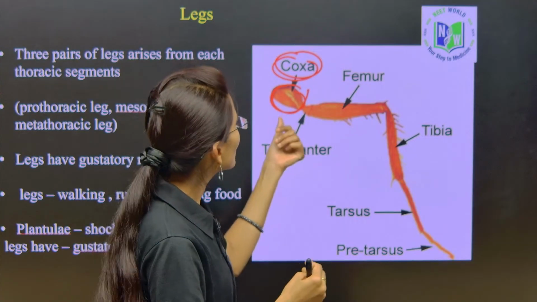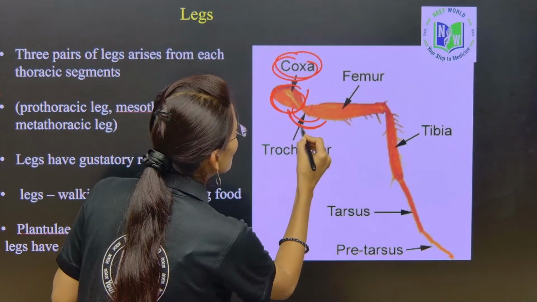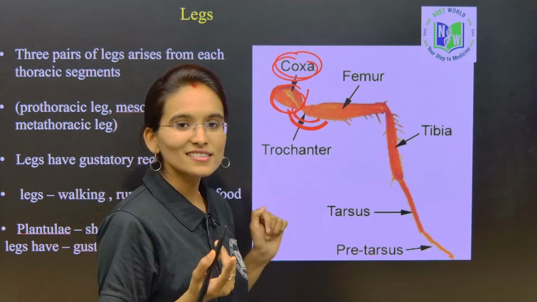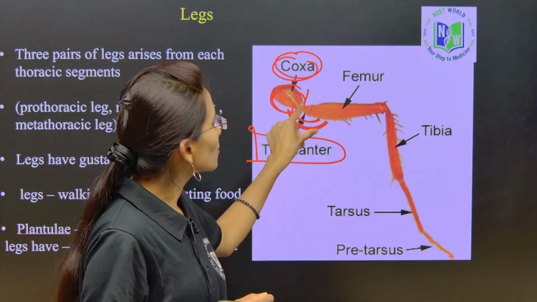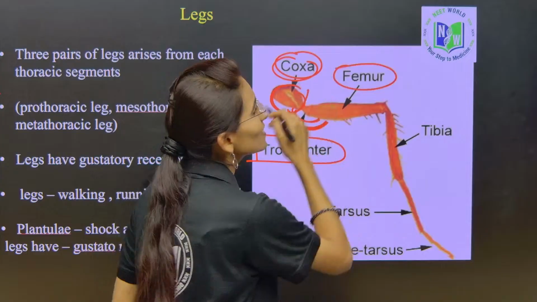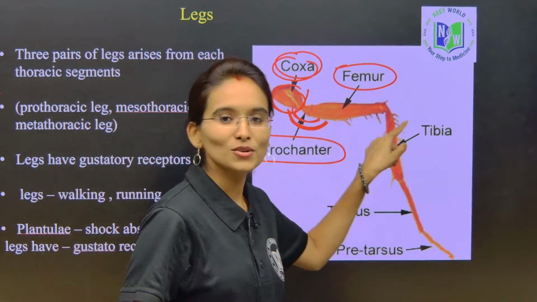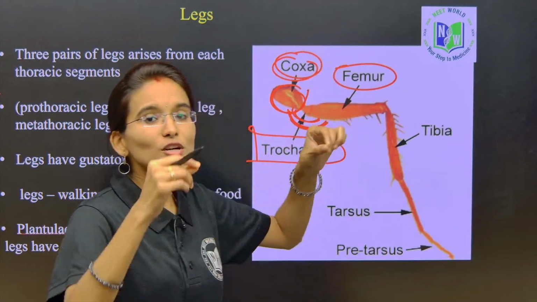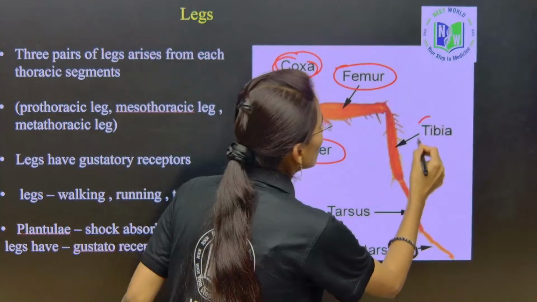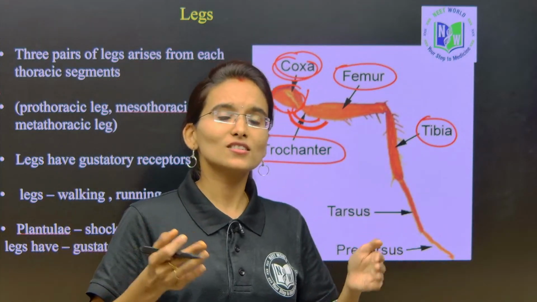Next, from the coxa a movable ring-like structure arises, that is called the trochanter, right my dear students. From the trochanter which part arises? Femur. So from the trochanter the femur arises, and to the femur which is jointed? Tibia. So in each and every part we can observe joints in the legs of the cockroach.